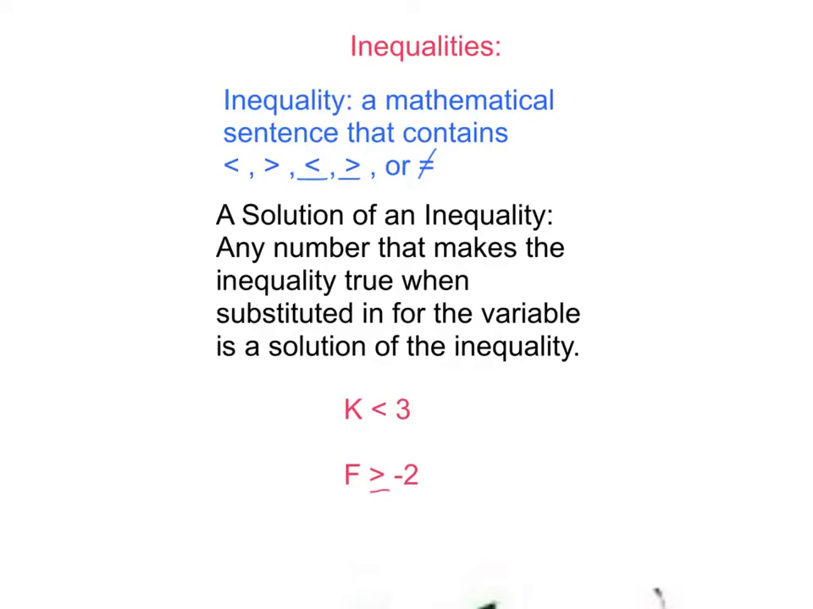If I put in a number like negative 1 for f, negative 1 is greater than or equal to negative 2, so that would be a solution. Any number that is bigger than or equal to negative 2 will make that statement true. So negative 2 is also a solution. Please take a moment to pause this video, write down the definition of inequality and the solution of inequality.